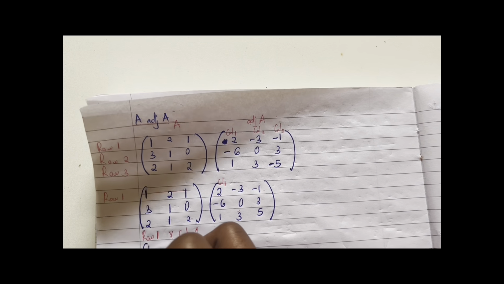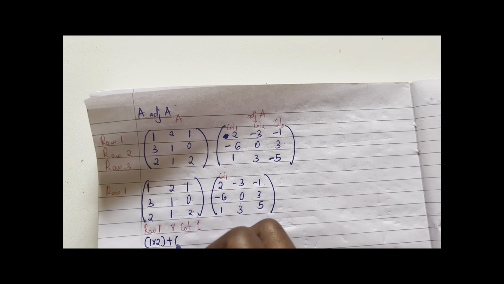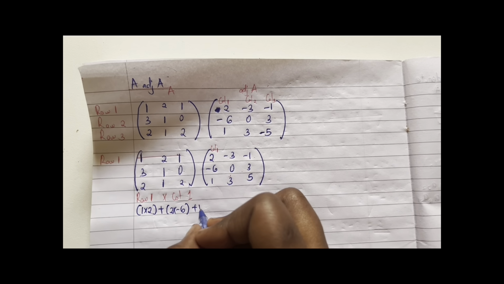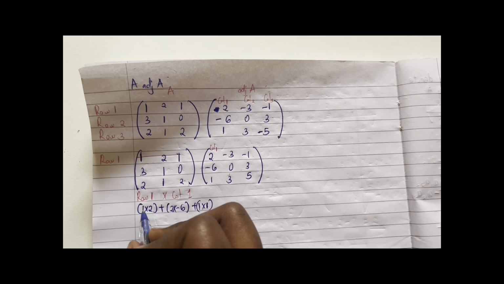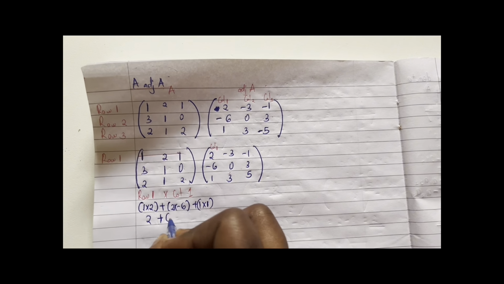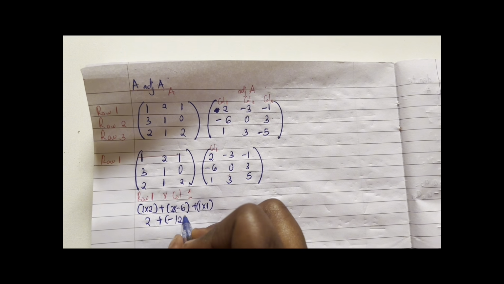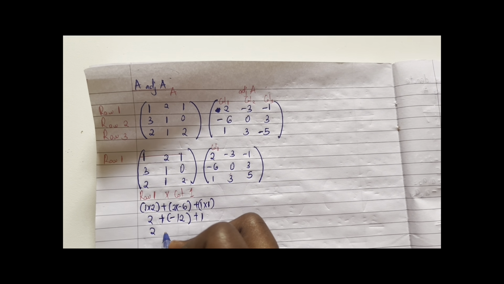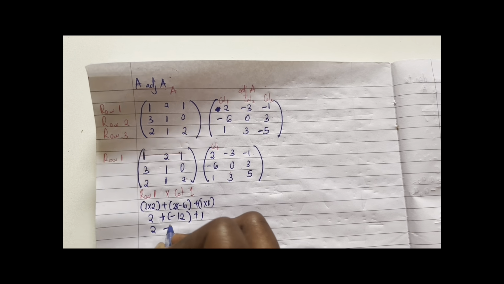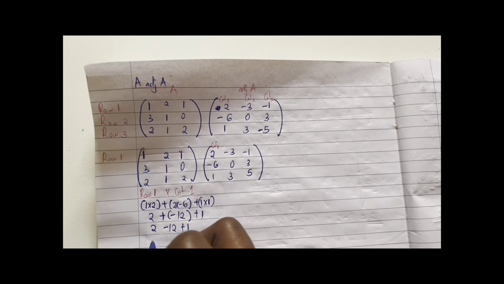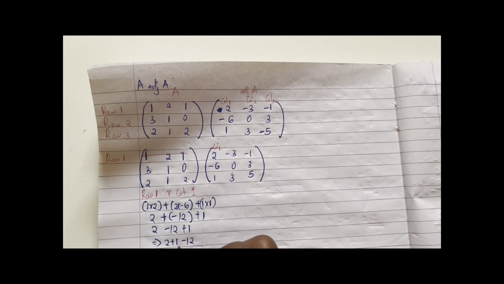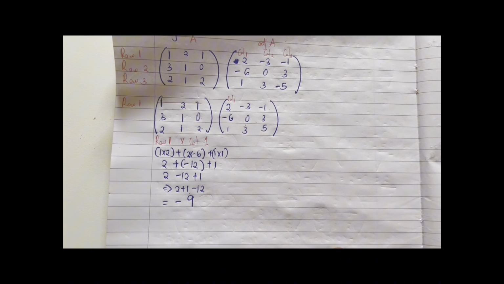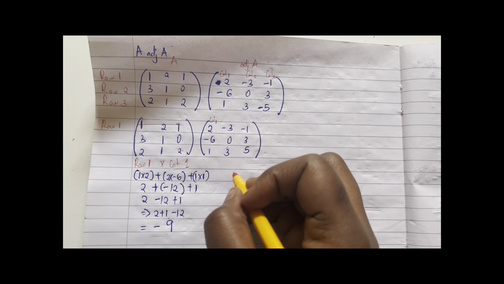That will be 1 times 2 plus 2 times negative 6 plus 1 times 1. I will have 2 plus negative 12 plus 1. So that will be 2 minus 12 plus 1, which is 2 plus 1 minus 12. That's 3 minus 12. We'll have negative 9. So that's for row 1 times column 1. Then move to, still at row 1, times column 2.